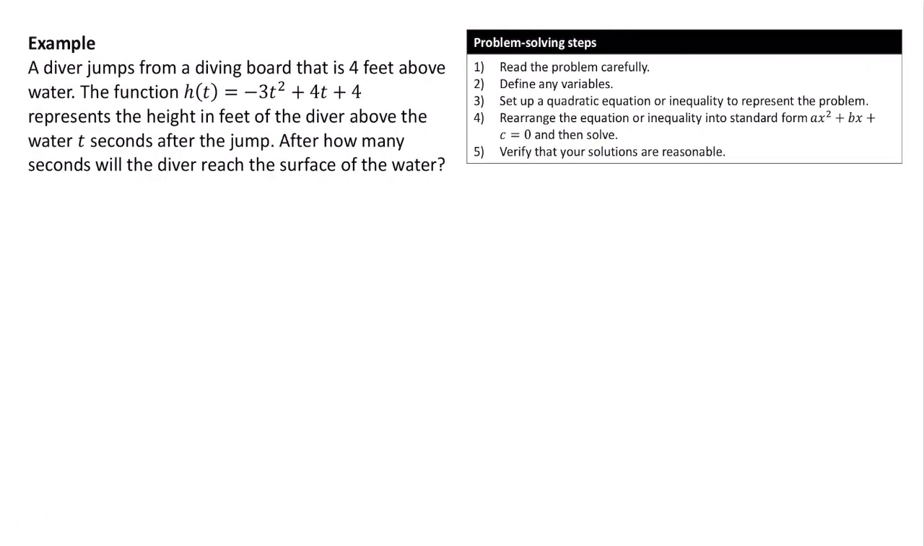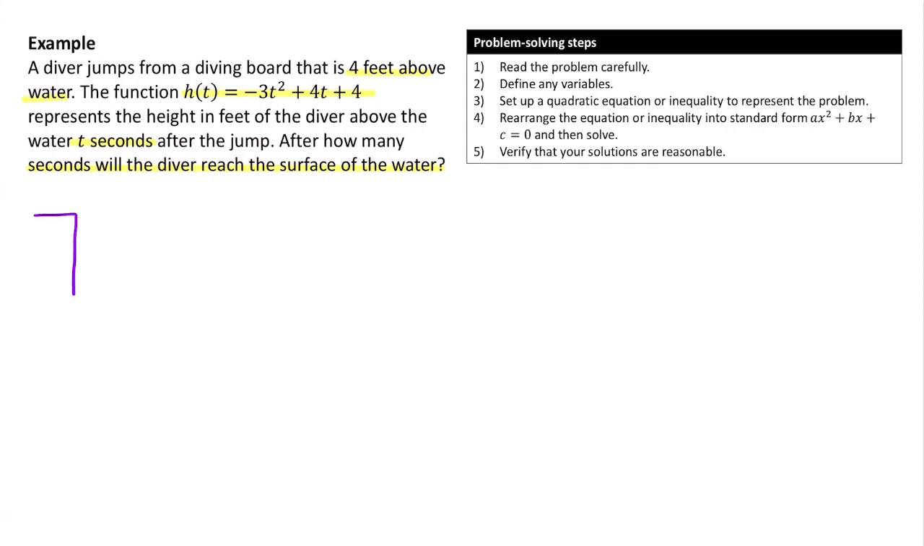A diver jumps from a diving board that is 4 feet above the water. The function h of t equals negative 3t squared plus 4t plus 4 represents the height in feet of the diver above the water t seconds after the jump. After how many seconds will the diver reach the surface of the water? So what I like to do with these problems is I like to sketch myself a little bit of a diagram so that I can see what's going on.